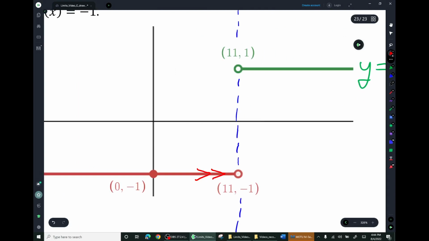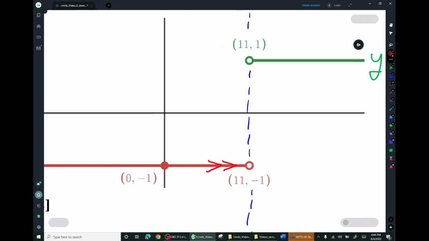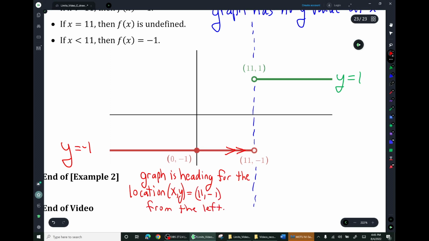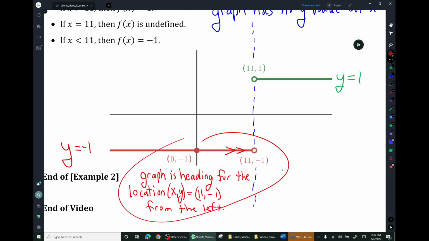These little arrowheads I like. They make it clear that the graph is heading for this location. But I want to be even clearer. I want to write some words so the reader will definitely see what I want them to see. So the graph is heading for the location xy equals 11, -1 from the left. That's my illustration of the result of question B.